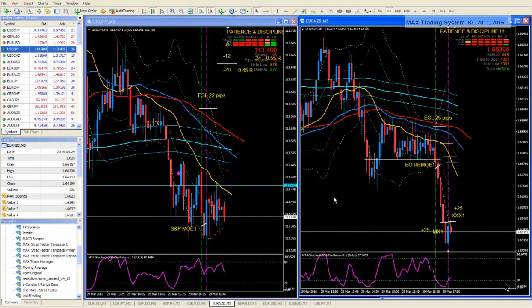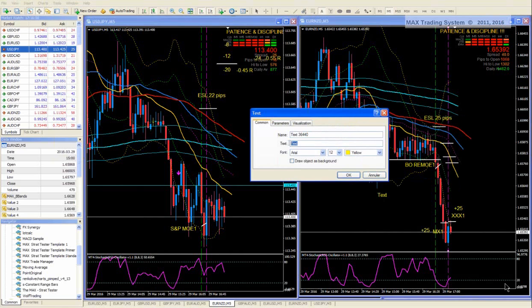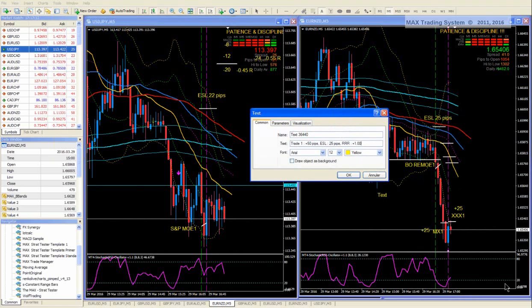So here we have some time, so we can annotate the chart. The trade has made, it would be easy to calculate the reward to risk ratio because the stop loss was 25 pips. So trade number 1, because we may have several trades, has made plus 50 pips. The stop loss was 25 pips, so the reward to risk ratio is really easy to calculate. It's exactly plus 1.00 R, 1 R.